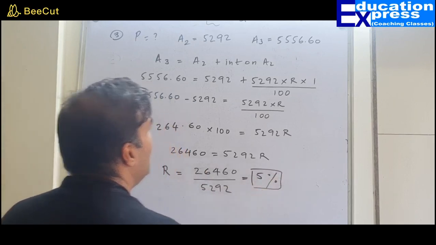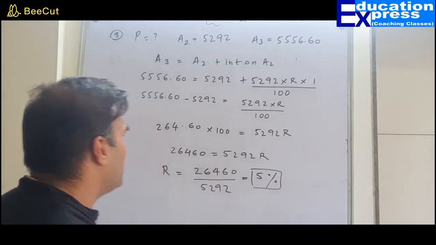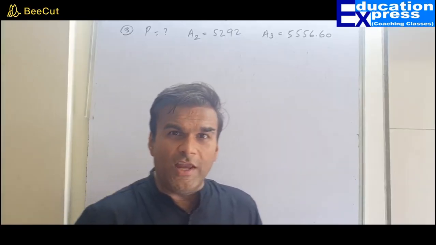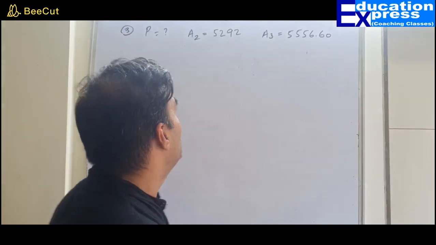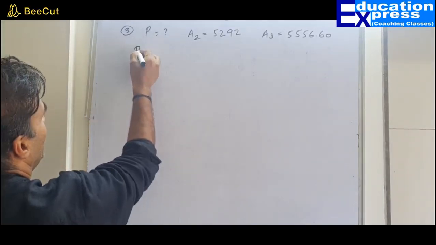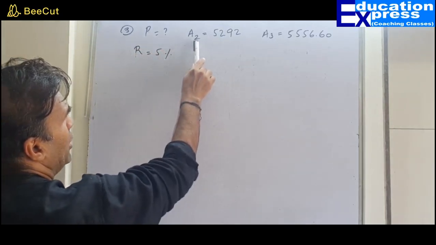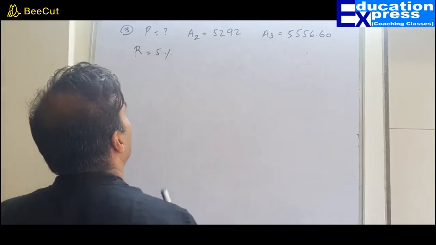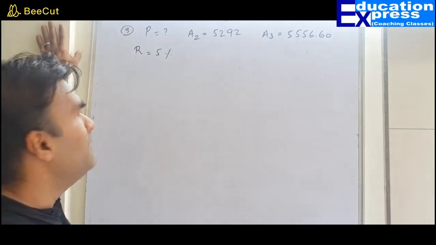What is the question asked? Question asked is find out the rate of interest. So we found out the rate of interest. We found out the rate, and the rate was 5%. So knowing the fact that rate is 5%, amount at the end of second year is available, amount at the end of third year is available, but the matter of fact is principal is not available.